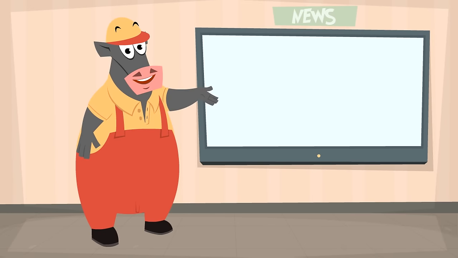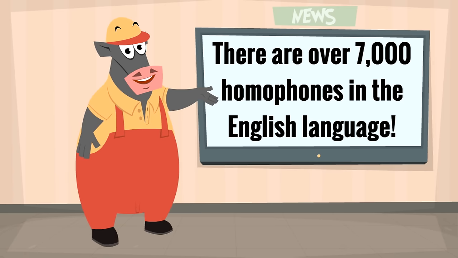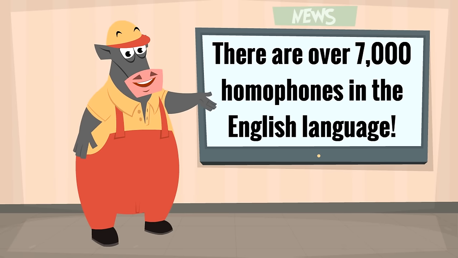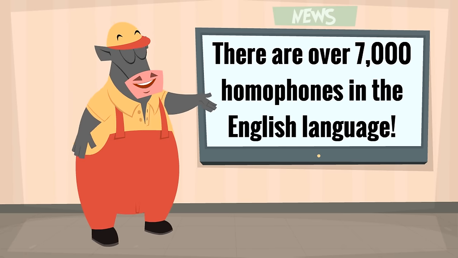Now this is something crazy. Did you know there are over 7,000 homophones in the English language? Over 7,000, and that's why we can't talk about all of them here. There are homophones that you probably know that we didn't have time to cover today, but there are over 7,000 of them in the English language.